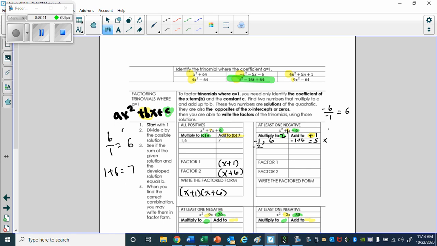2. Negative 6 divided by negative 2 equals positive 3. So negative 2 plus 3 is positive 1. And here are my factors, so I write those out. X minus 2 times x plus 3. All right, I write these out here. The factor form of x squared plus 1x minus 6 equals the quantity of x minus 2, times the quantity of x plus 3.